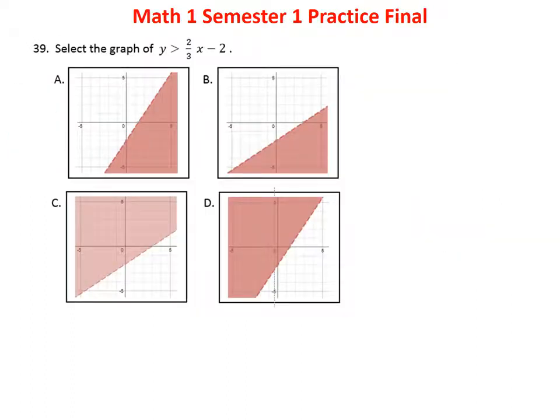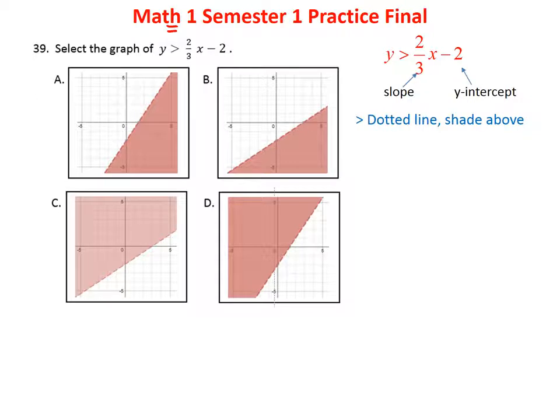Next, we're going to select the graph for the inequality y is greater than 2/3 x minus 2. So first of all, we need to find out what the boundary line is. You find the boundary line by making this 0. That's the line you're going to draw to know whether you shade above or below. In our case, the boundary line has a slope of 2/3 and a y-intercept of minus 2.